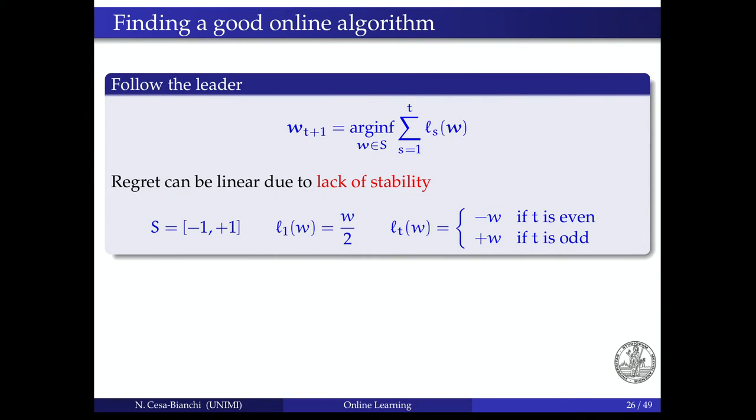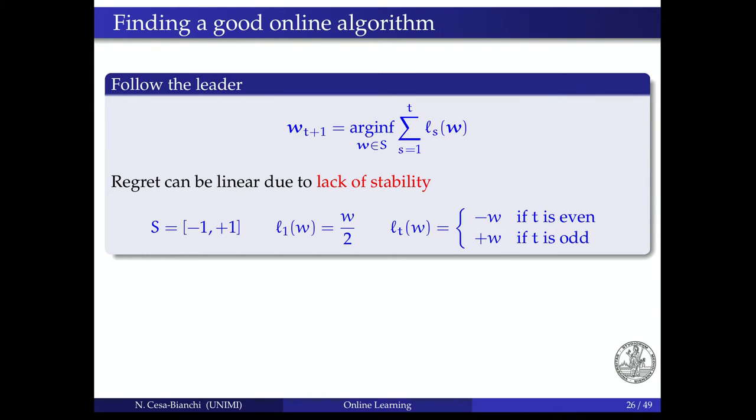Okay, so let's see. One very simple idea is the following. Let's look at all the data I got so far. I have those loss functions in my hands. I can evaluate the loss functions on any argument. So at time t plus 1, I can simply pick the w in my set which performs best on the past sequence of loss functions. This is called follow the leader. This approach is very natural, but it has a problem, because you can phrase it as a lack of stability problem. So look at this very simple setting.